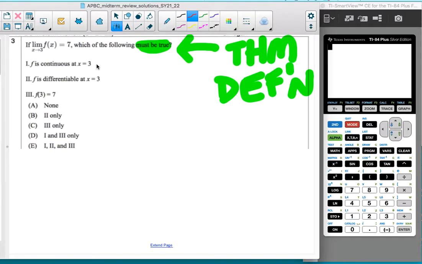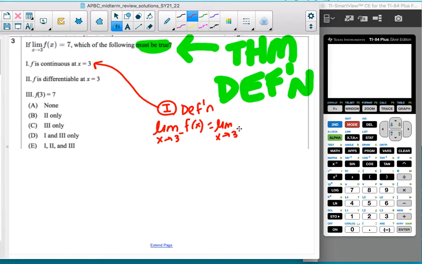So let's think about what the definition of continuous means. Let's look at number 1, right? The definition of being continuous at 3 would be that the limit as x approaches 3 from the left is the same as the limit as x approaches 3 from the right, which is the same as the double-sided limit, which is the same as the actual function value, right? Which is the same as the actual function's value.